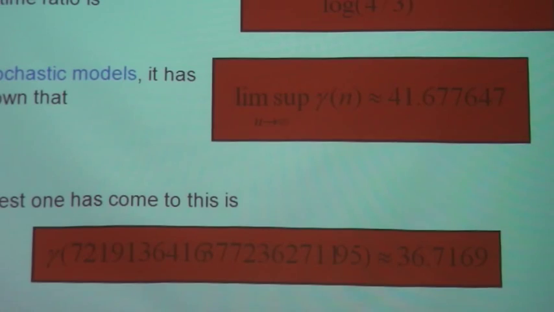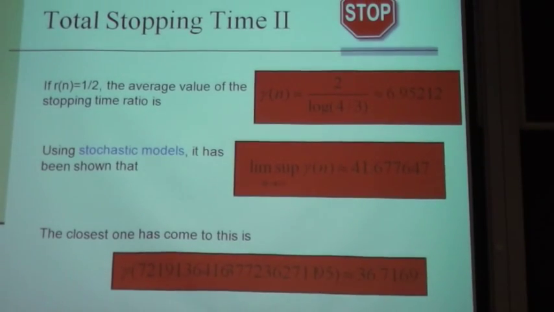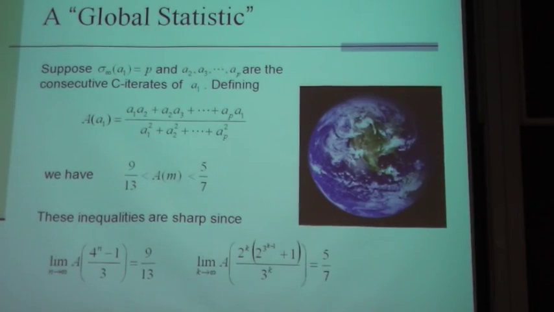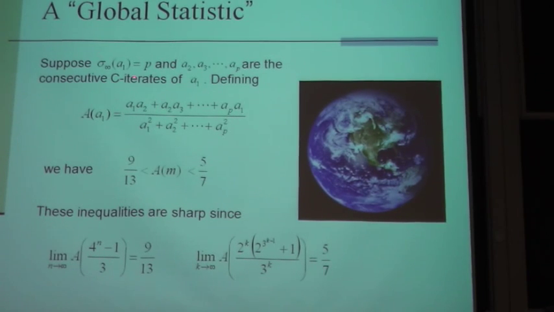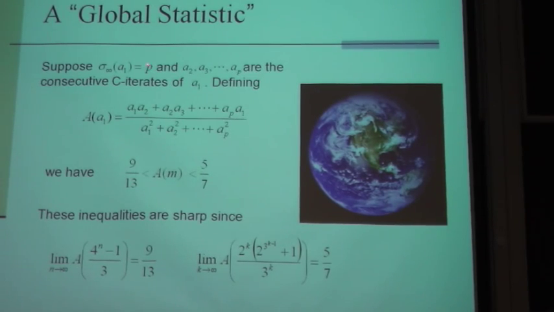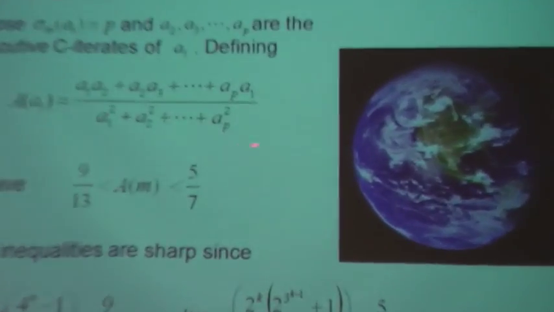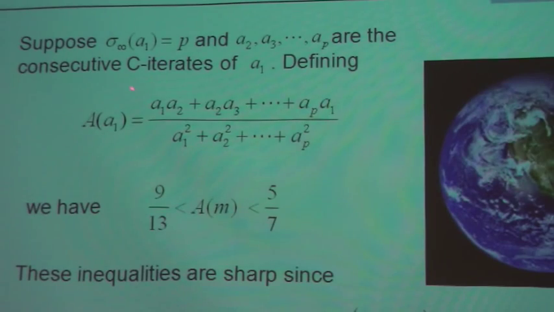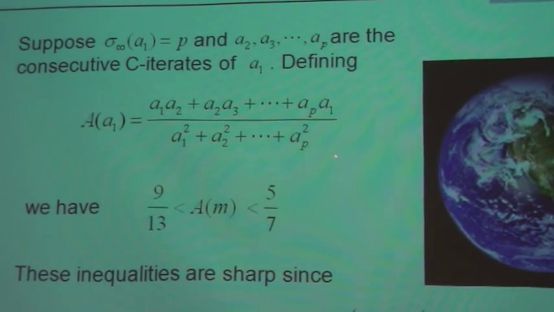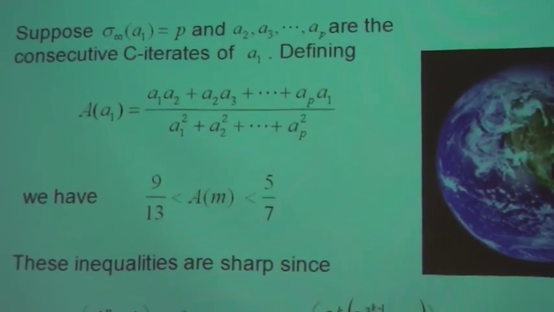This is pushing this randomness as far as I've seen. People like Jeff Lagarias and Applegate have worked on this. Somebody called this a global statistic. Suppose I start at the value A1, and it takes me p iterates to get down to 1. So let's label these numbers A1, A2 up to Ap, and we'll create this expression here. Notice it's a quadratic polynomial of the a's on top and on the bottom. And the authors were able to prove that this ratio, no matter what you start with, has to lie between these two fractions, which are relatively close.